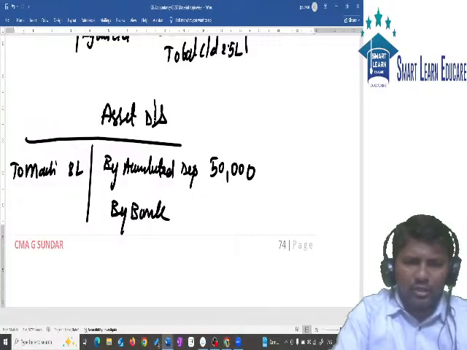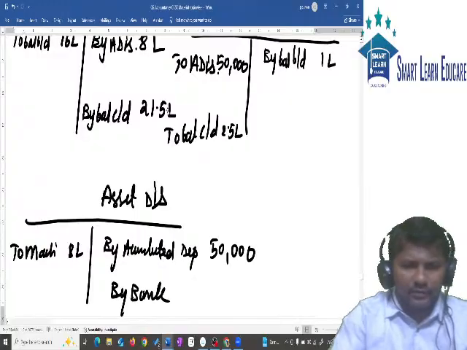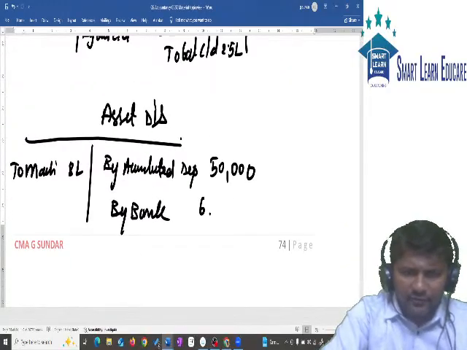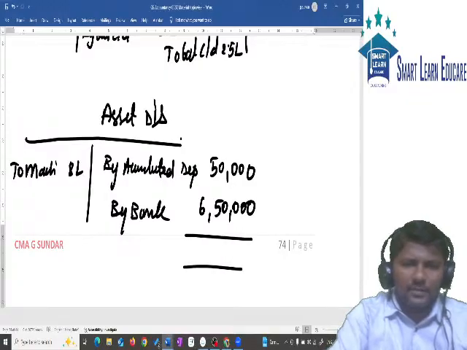By bank. How much has it been sold for? It is sold for 6 lakh and 50. It means close the asset disposal account.